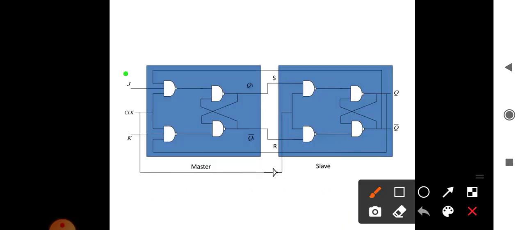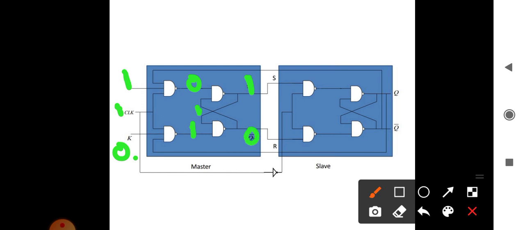For J equal to 1 and K equal to 0, clock equal to 1: 1 into 1 is 1, 0. 1 into 0 is 0, 0. 0 into 1, 1 complement. Here it becomes 1. And 0, 1 complement. 1 into 1, 1 complement.